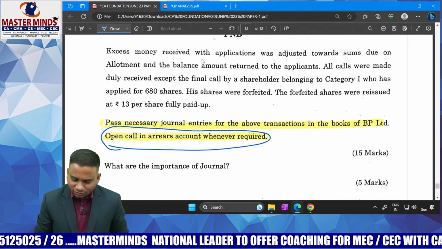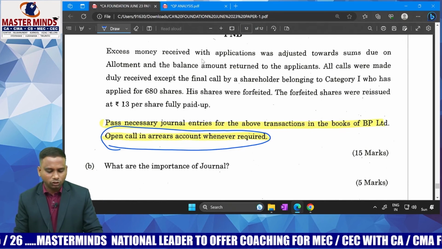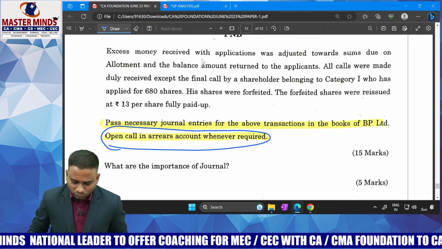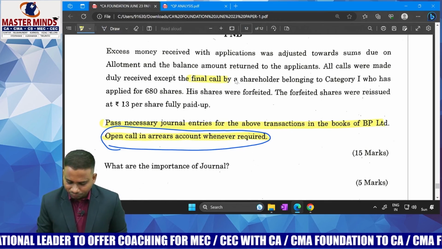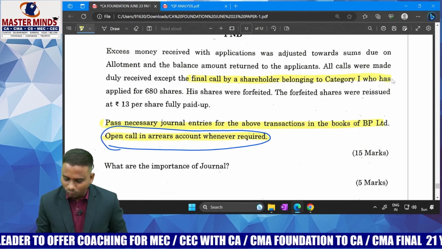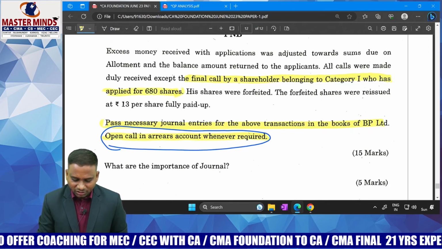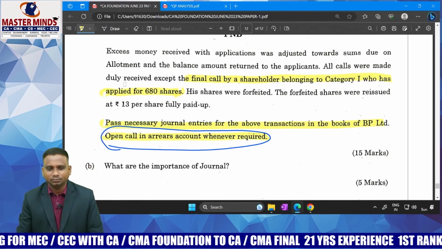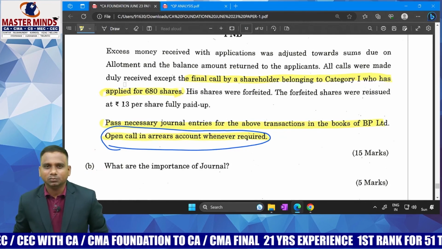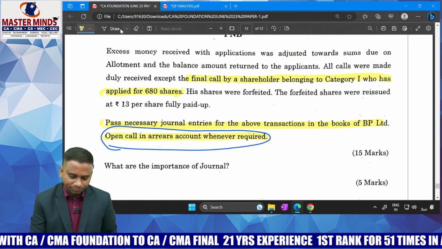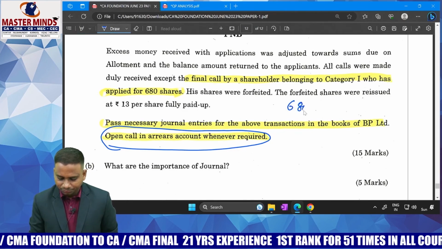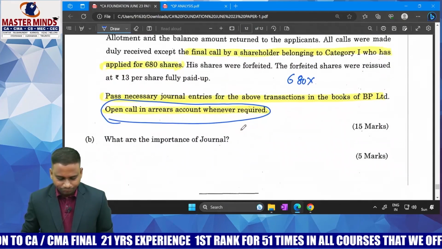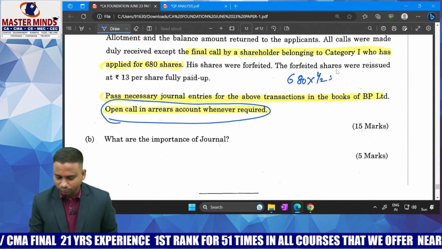Excess money received with applications was adjusted towards sums due on allotment and the balance amount returned to applicants. Fine. All calls were made and duly received except the final call by a shareholder belonging to category 1 who has applied for 680 shares. So a shareholder who belongs to category 1 applied for 680 shares. How many shares did we allot? What is the ratio here? 680 into 1 by 2.